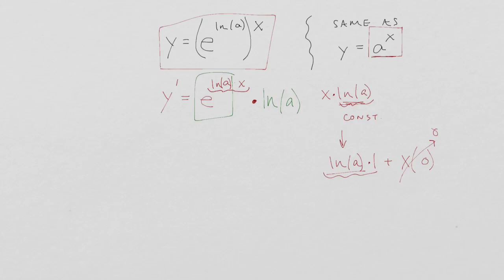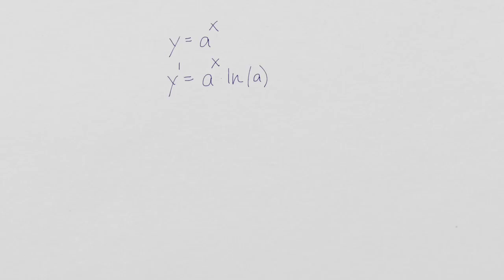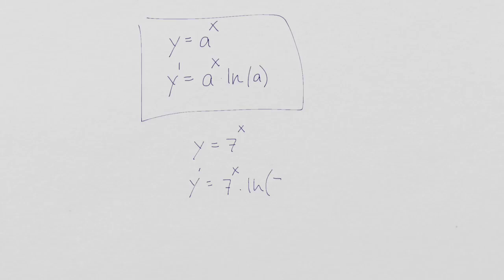So the way that we're going to see this more often is y prime is equal to a to the power of x times the natural log of a. So in summary, if my function is a to the power of x, the derivative is a to the power of x times the natural log of a. So if we throw a number in there and we say that the function is 7 to the power of x, the derivative is 7 to the power of x times the natural log of 7.